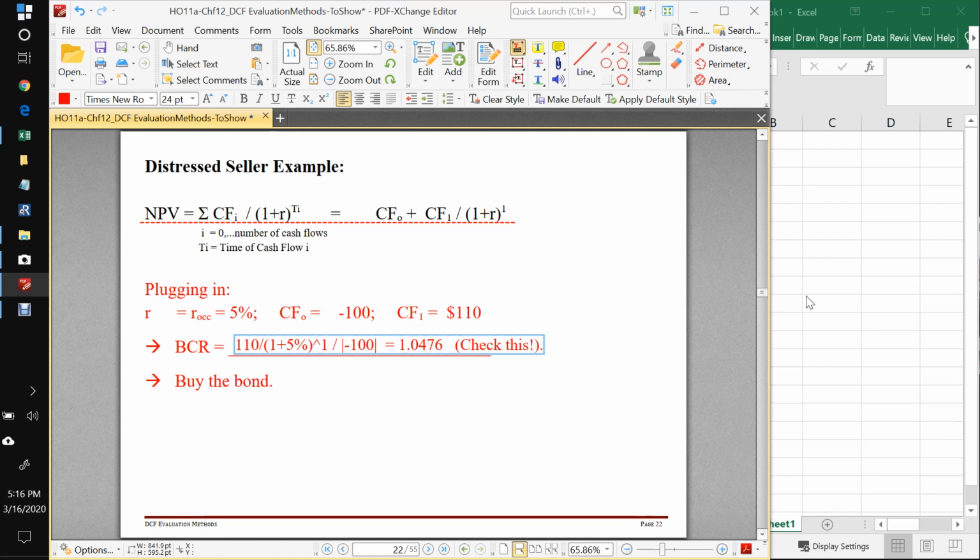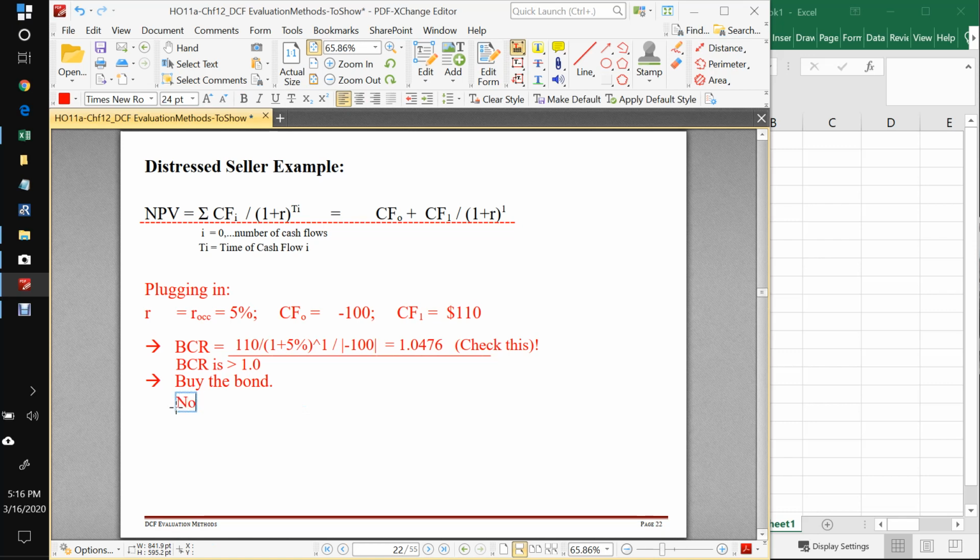Okay, I've got Excel right over here, but I'm counting on you, as you can see, more and more to check these numbers yourself. So I'm showing you the numbers and I'm counting on you computing them on your calculator to make sure I got it right. So since the BCR is greater than 1, since it's greater than 1, that means it's telling us to buy the bond.